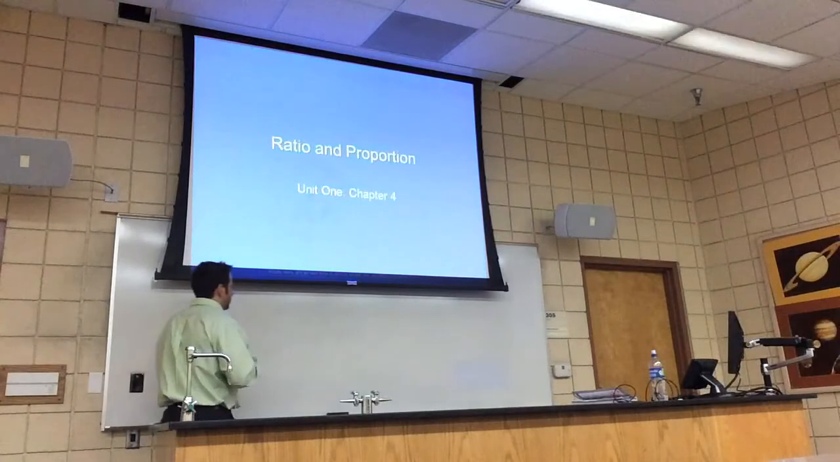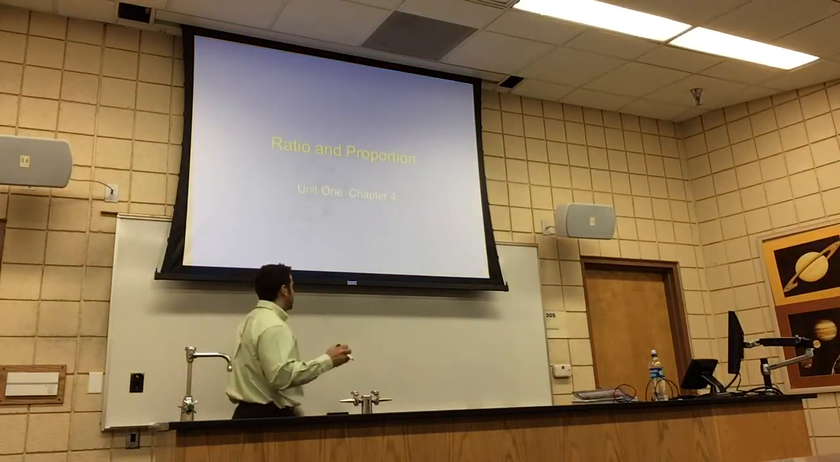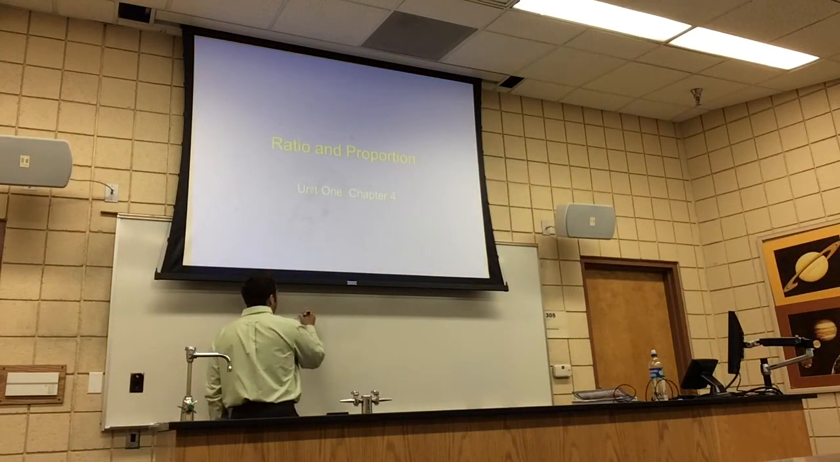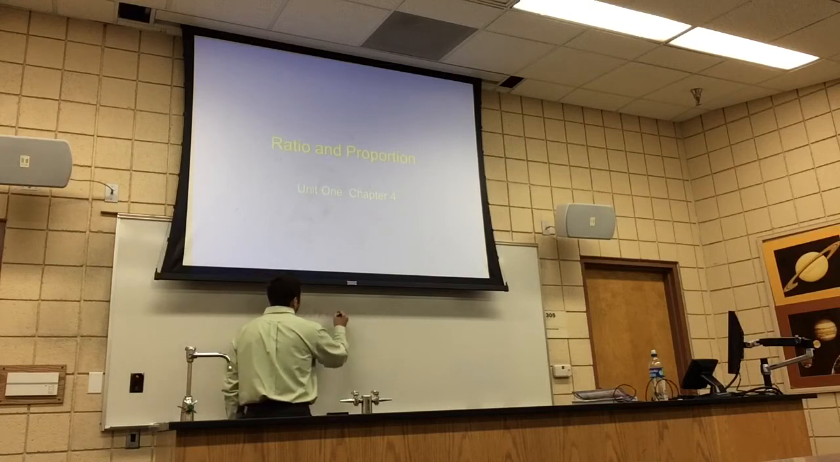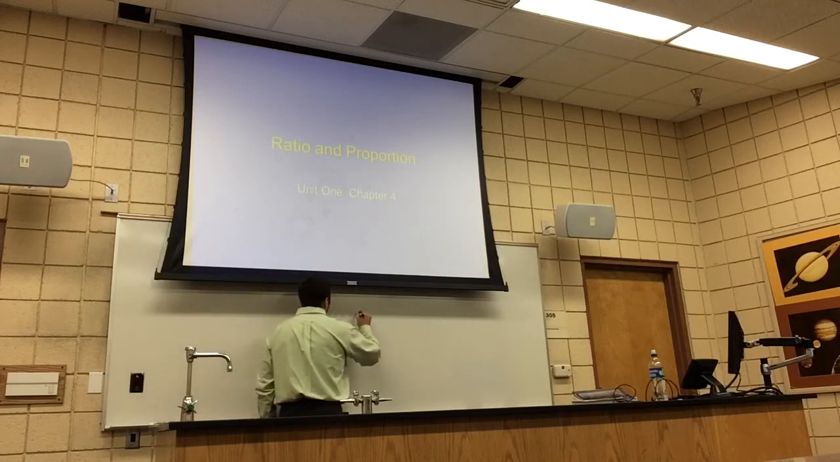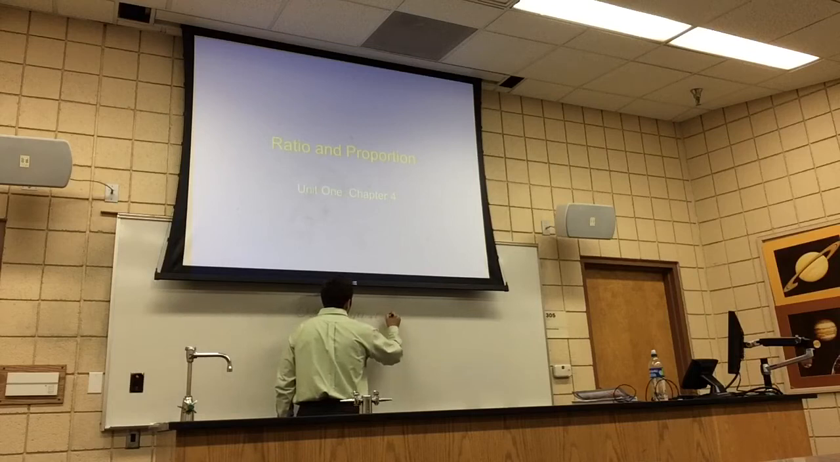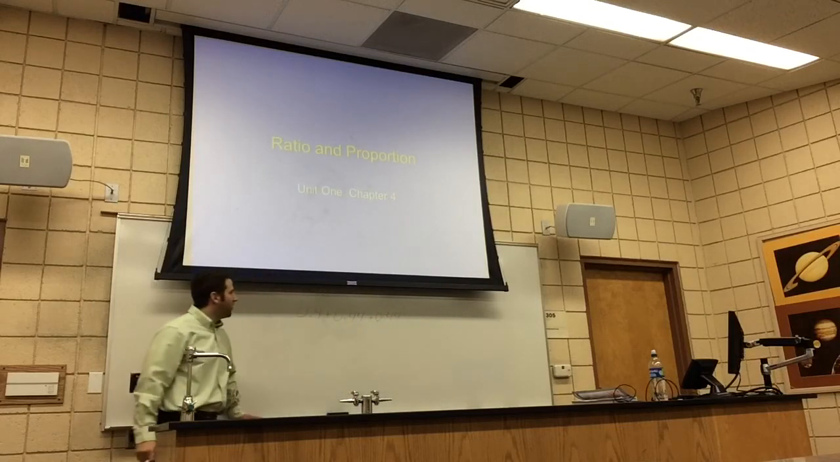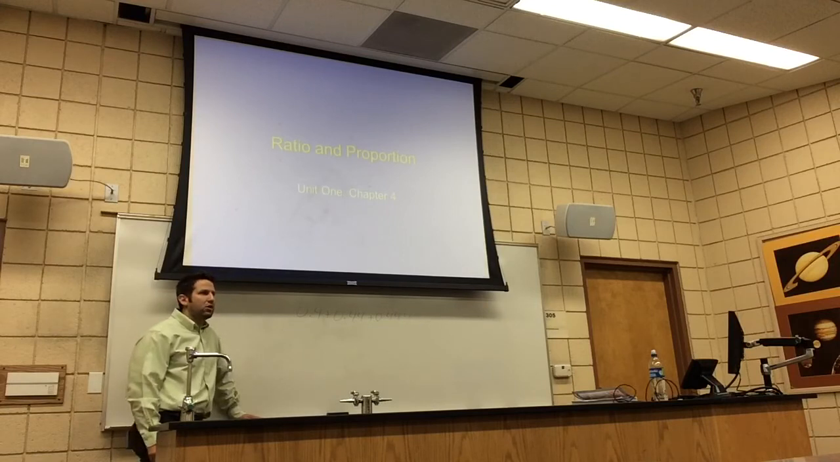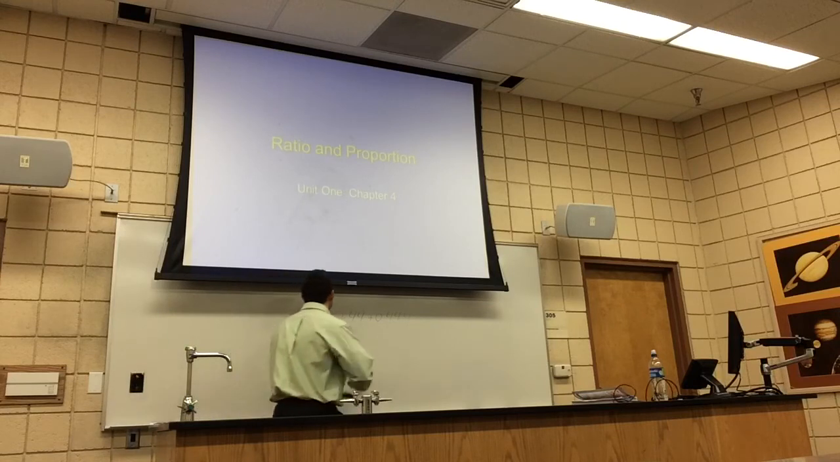When adding decimals, what if I told you 0.4 plus 0.44 plus 0.444? How would I add that if I didn't have a calculator? I would line up the decimal places, right?